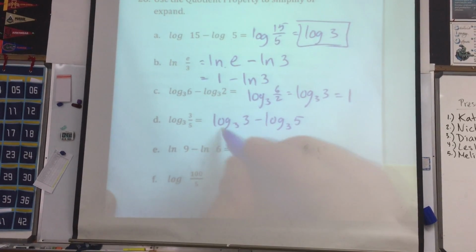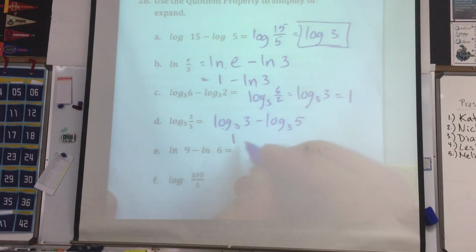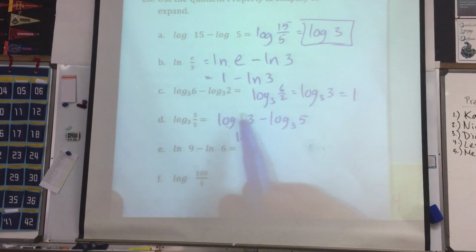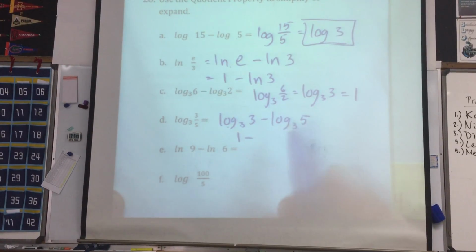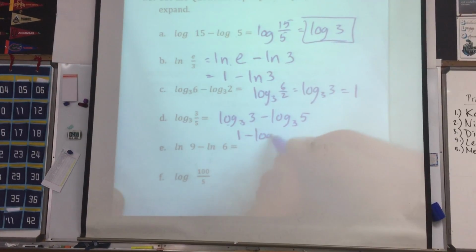In this one, I could keep going. Log base 3 of 3 is just 1, because when the base and the argument match, that's just 1. And this one, I can't do much with it, so I'm going to leave it as log base 3 of 5.